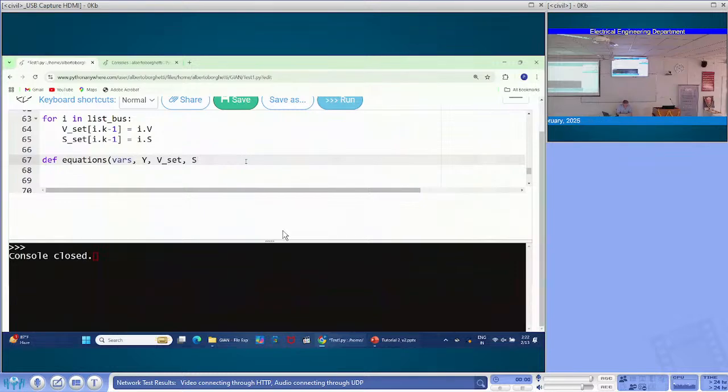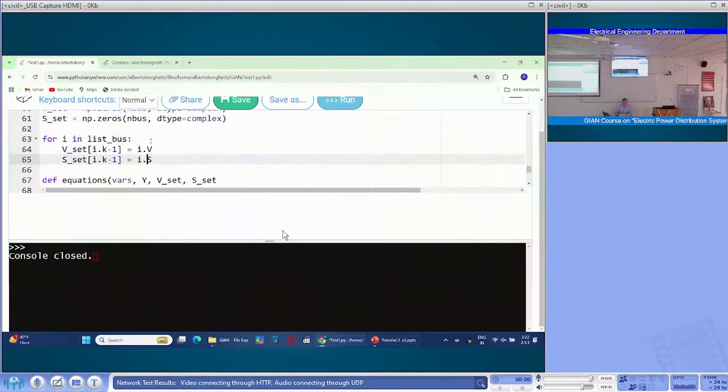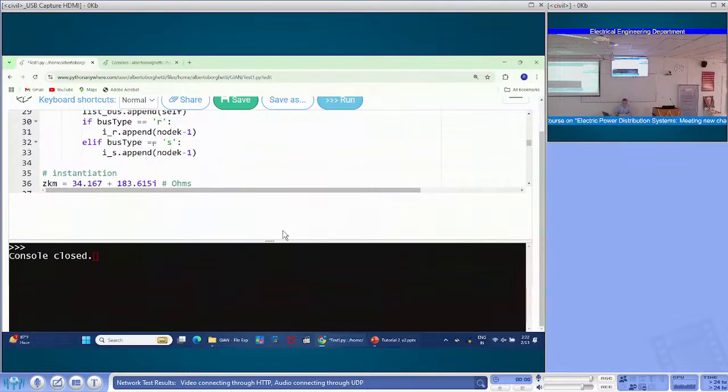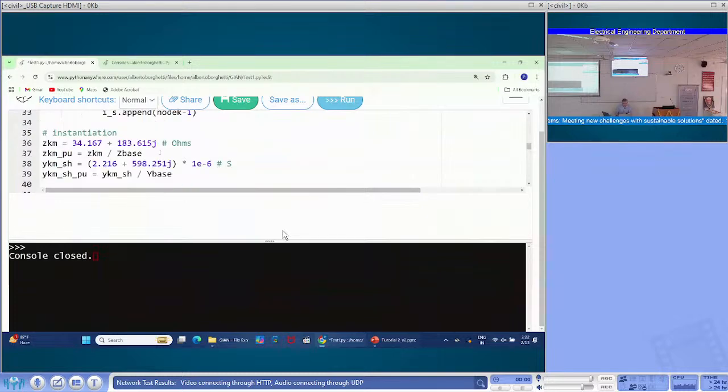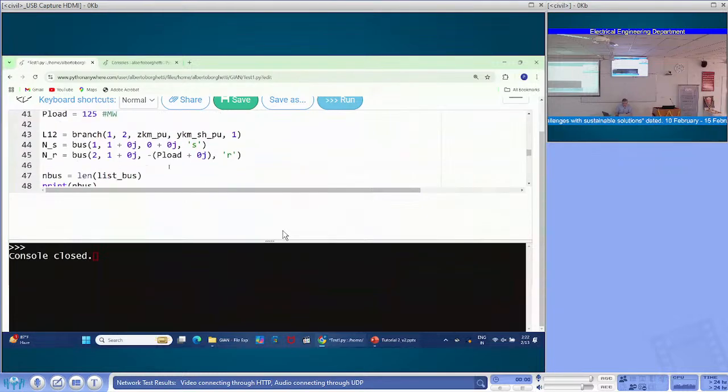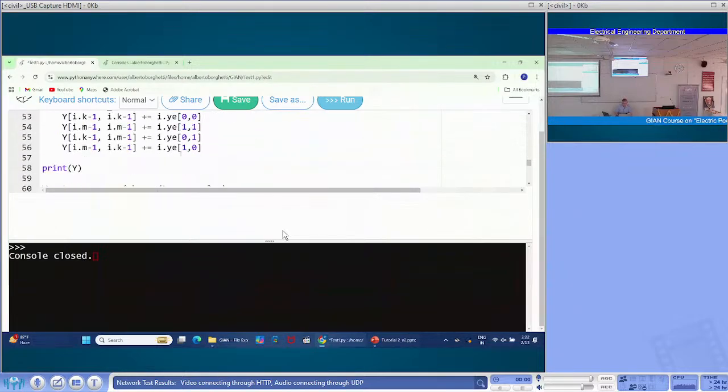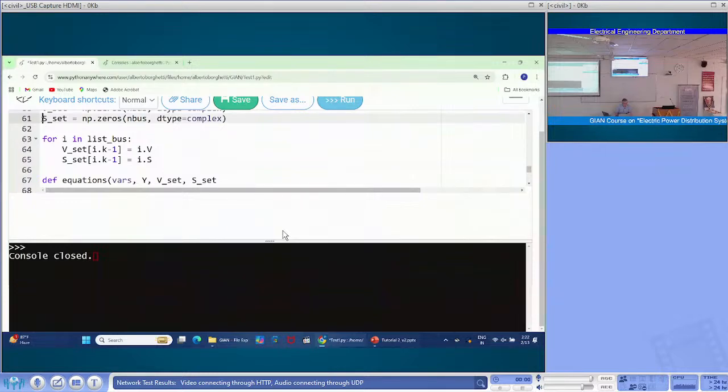We can say S set, that is calculated, stored here, the values we have put in the object bus here. Here you see that we have collected the power. We said that in bus receiving there is this P load, so it is minus because it is not injected but is absorbed by the load. And we have stored this information in this vector S set. So S set is here.